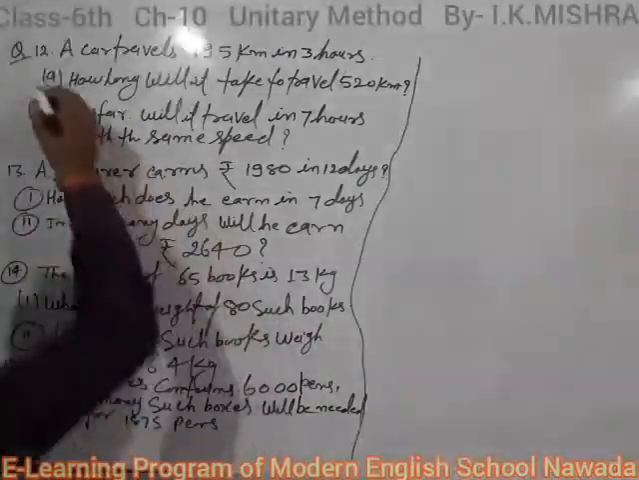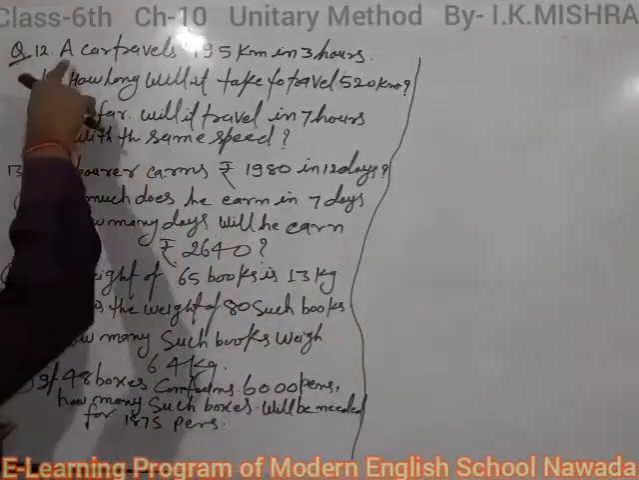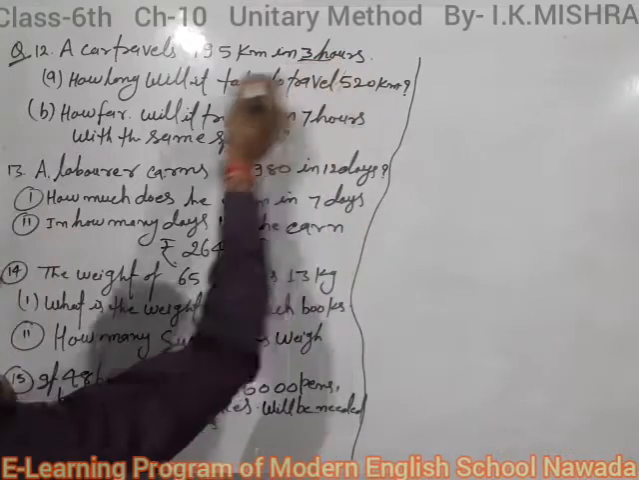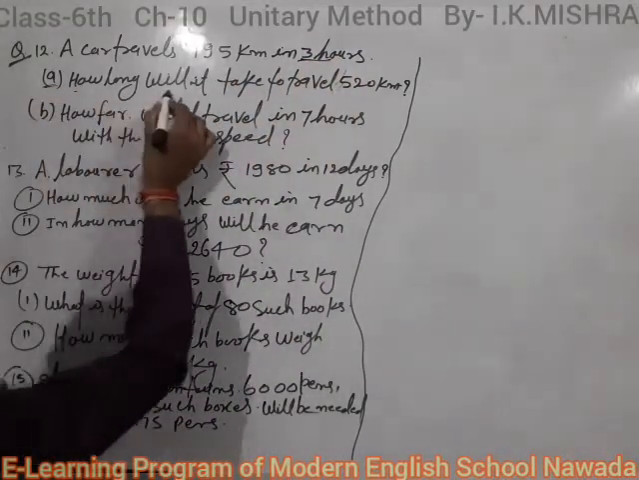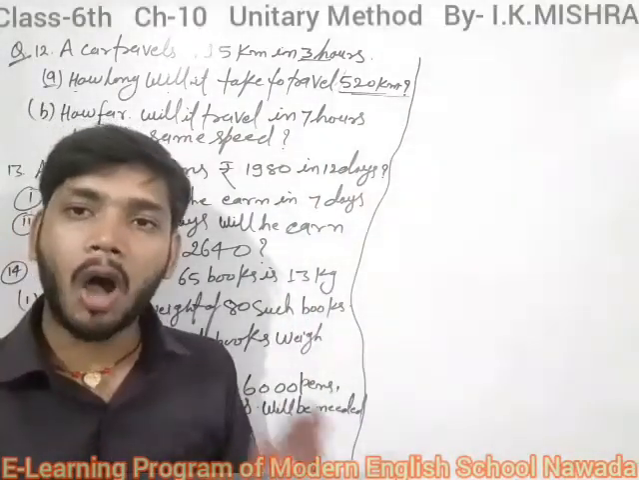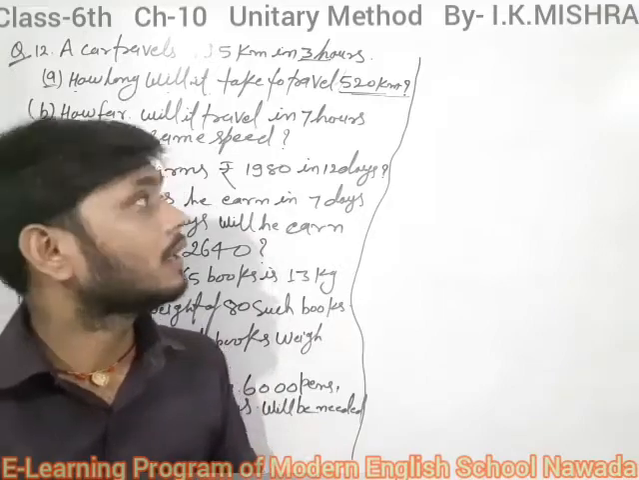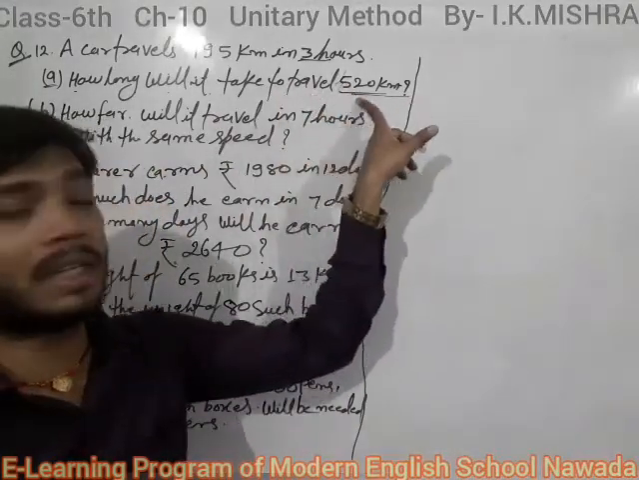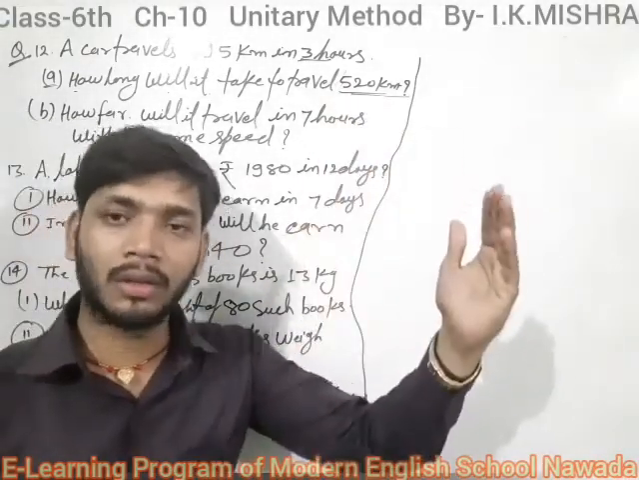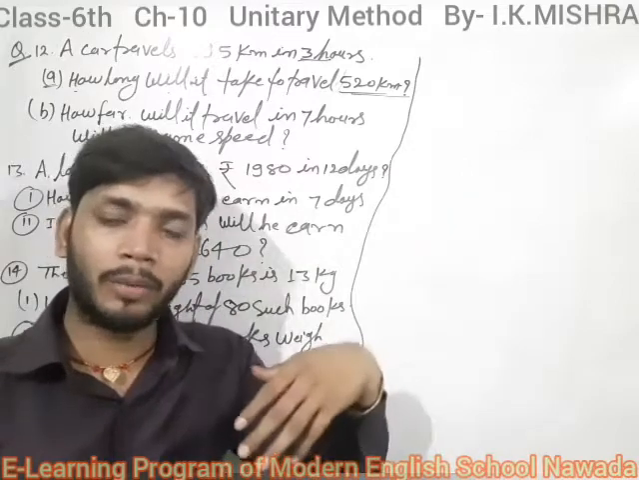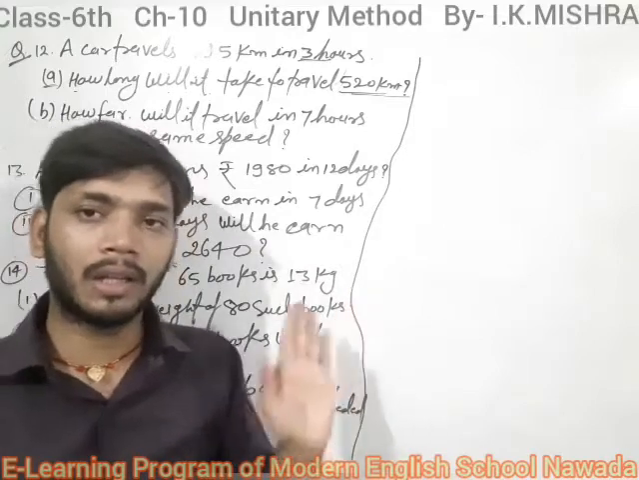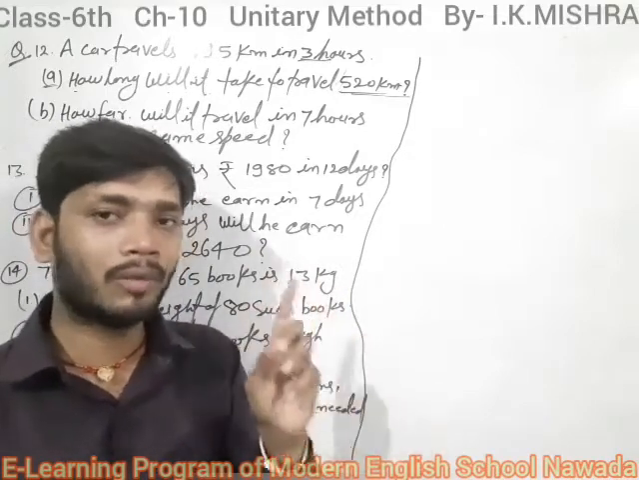Students, here question number 12 is written: a car travels 195 km in 3 hours. So here the first question: how long will it take to travel 520 km? That means, how much time will the car take to travel 520 kilometers? Students, here if more kilometers are traveled, more time is required; if fewer kilometers, less time. That means this is a condition of direct variation. That means when you find the value of 1, you have to divide.